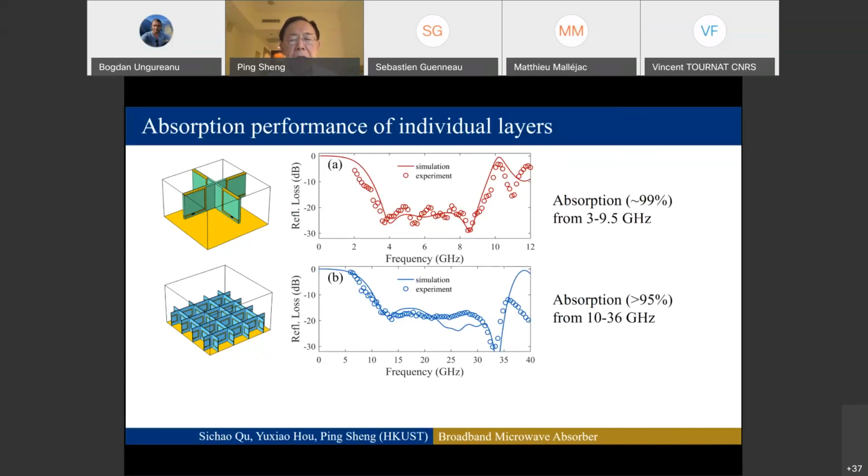So for the large metallic ring, a layer of that, the absorption is 99% from 3 to 9.5 gigahertz. Essentially, this band is defined, as you remember, by the separation between the two magnetic resonances, high impedance resonances. And for the smaller ring array, the absorption is from 10 to 36 gigahertz, not as high as 99%, but greater than 95%. So it's not bad. So the idea is to splice these two absorption bands together so as to achieve an ultra-broadband absorber.